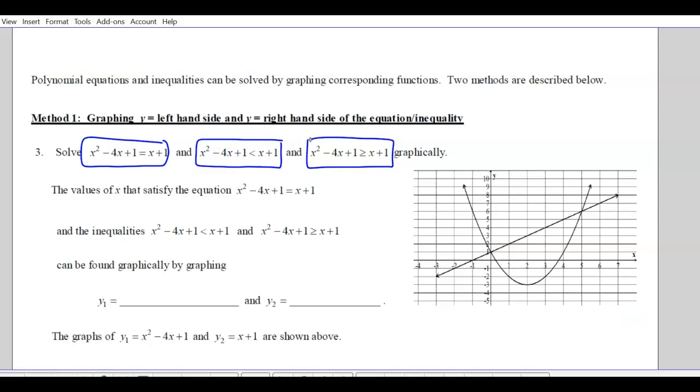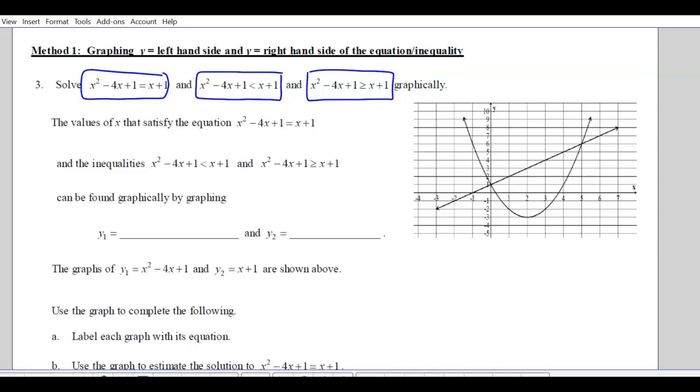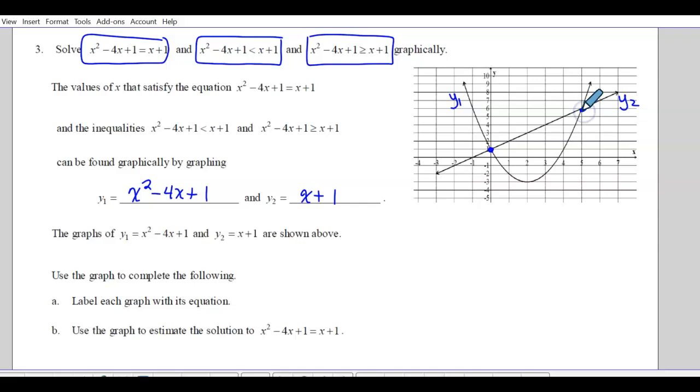Okay? Taking a look at this, we want to look at the intersection points. Okay, well, actually, we'll go through the steps. In your calculator, you would graph the left side, so x squared minus 4x plus 1, and the right side, x plus 1, and they are shown there. So this would be y1, this is y2. Where do they intersect? So we've labeled, so the x values, if it's an equation, equal sign in there, are 0 and 5.